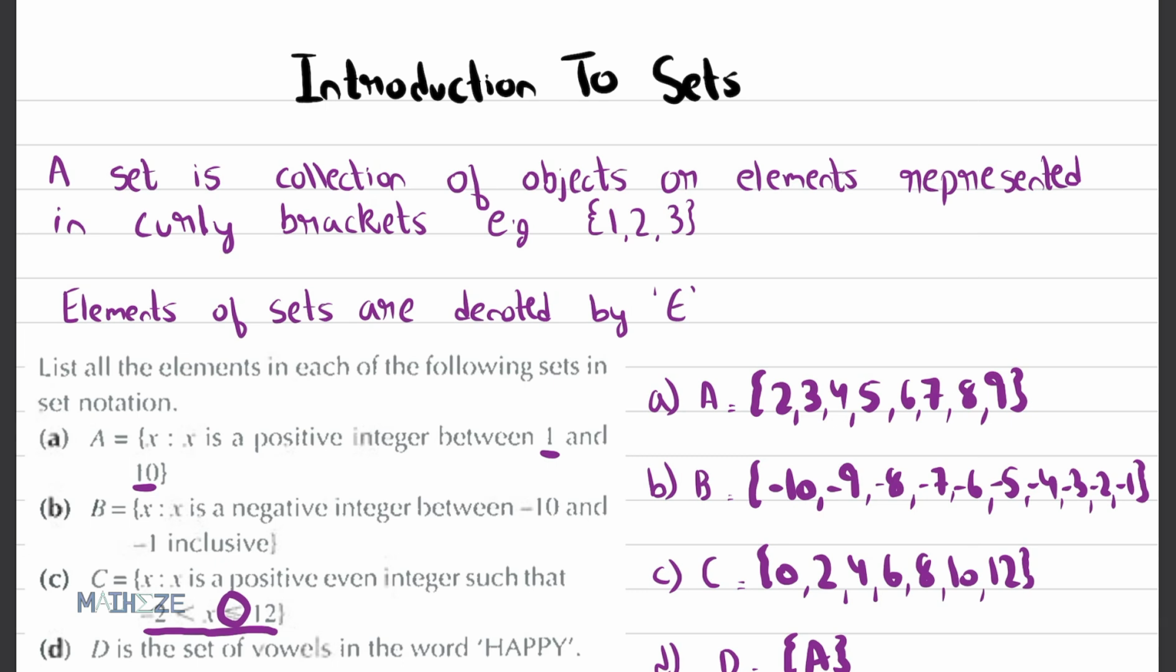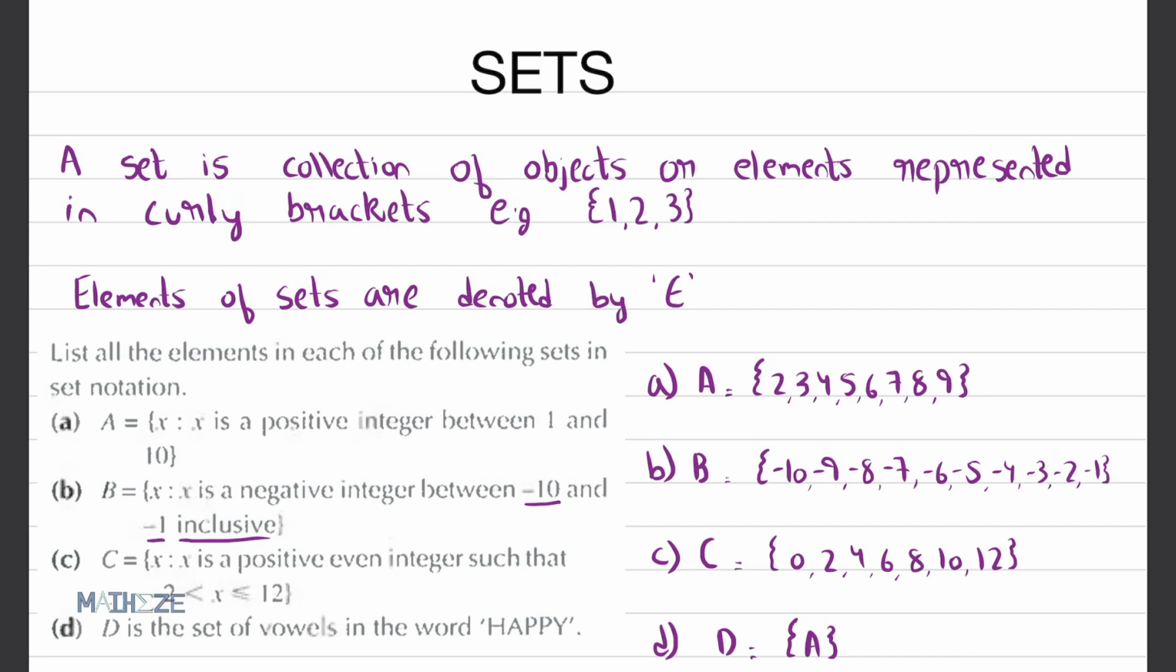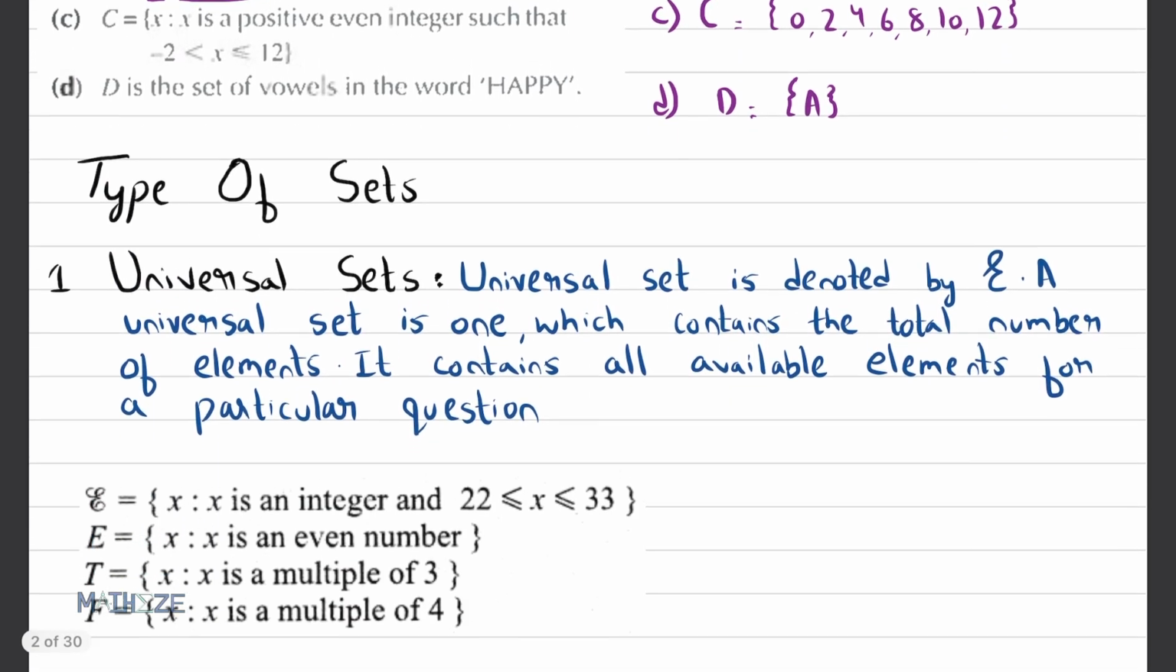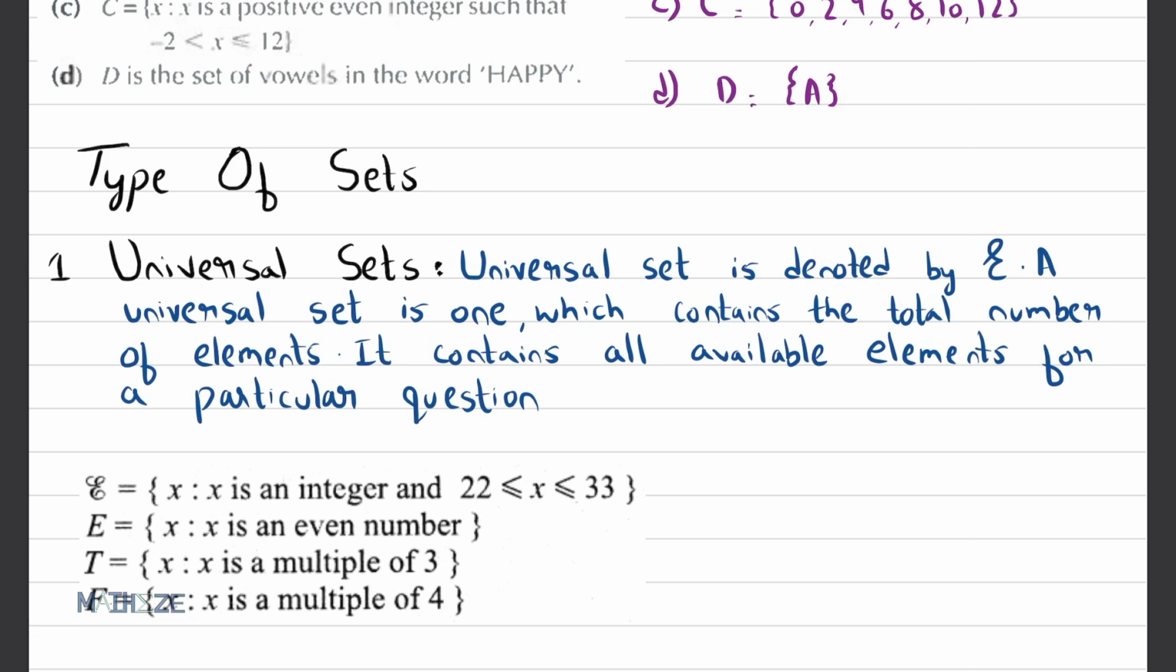I hope you are clear with the basic definition of set and its elements. Now let's proceed with the next part of the topic, that is type of sets. The first type of set is universal set. Universal sets are those sets from which you extract other sets. It contains the total number of elements present in a question. It is denoted by this sign. So in this question, can you see the universal set here is all the integers between 22 till 33. And you are supposed to write set E, T, and F.